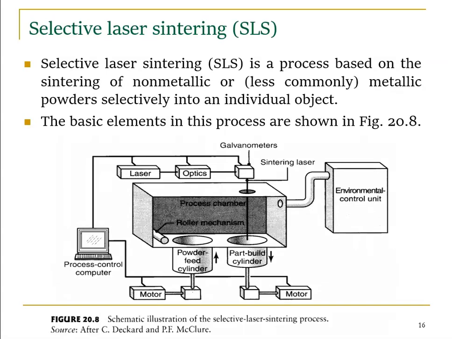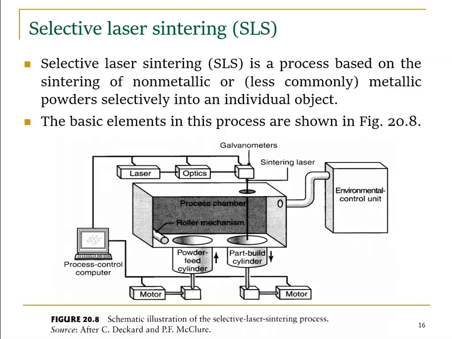The final process is selective laser sintering. This is powder-based RP. This is similar to liquid-based RP, the only thing is the material is in powder form. Selective laser sintering is a process based on the sintering of non-metallic or, less commonly, metallic powder, selected in the individual component. So metal parts are fabricated with the help of selective laser sintering.